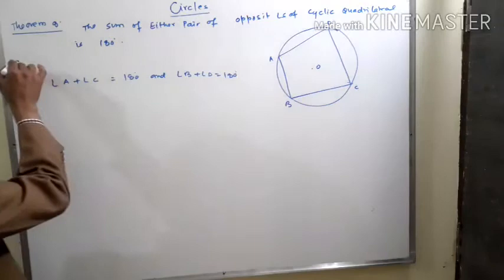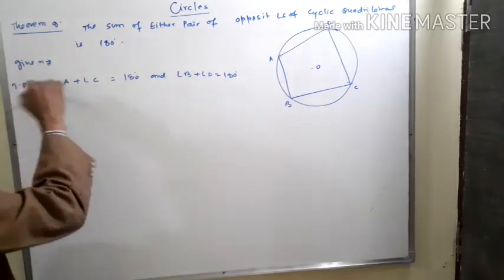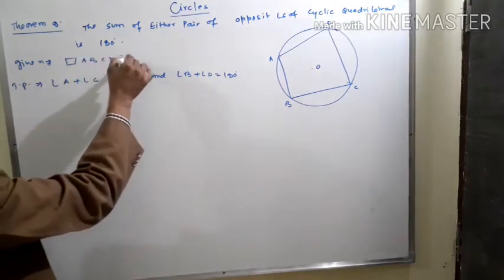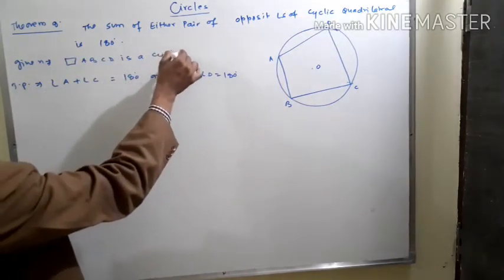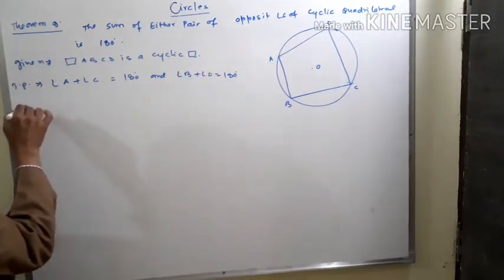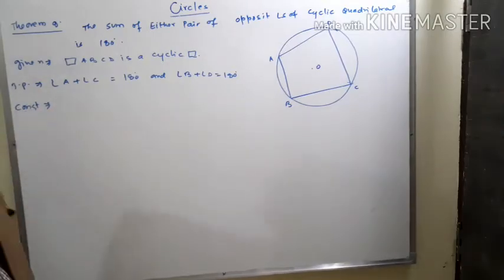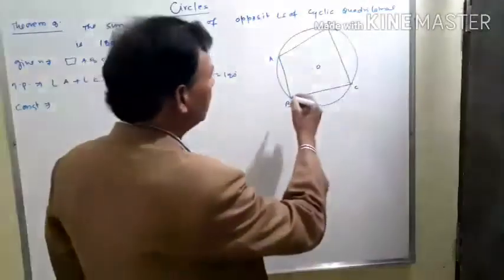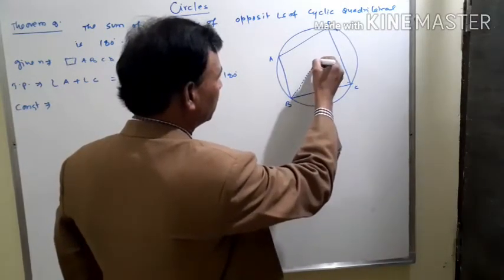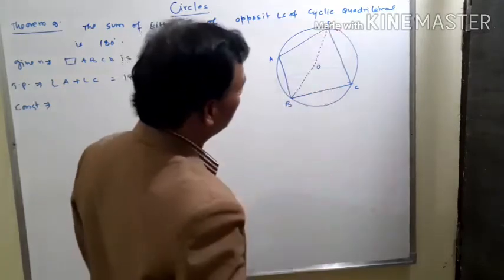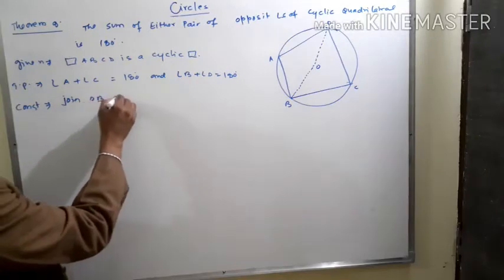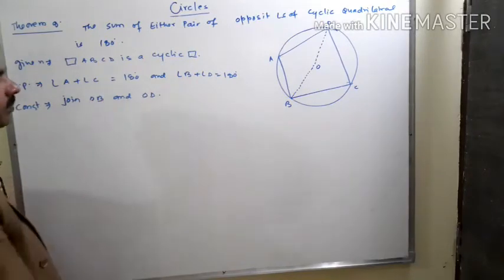What is given? It is only given that quadrilateral ABCD is a cyclic quadrilateral. To prove this, what will be the construction? The construction will be: join OB and OD.